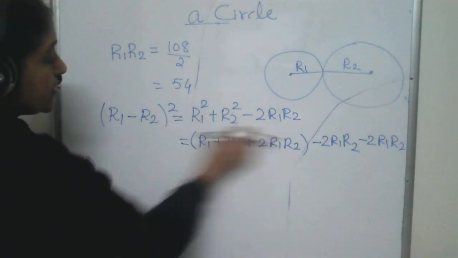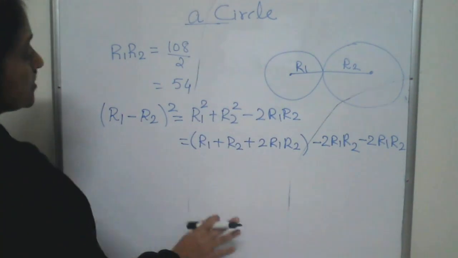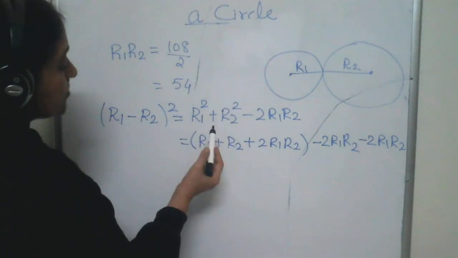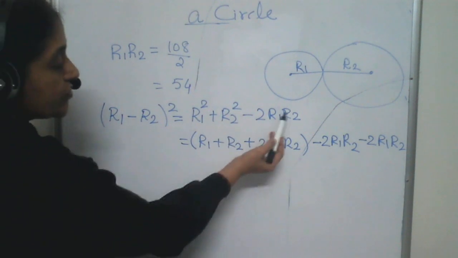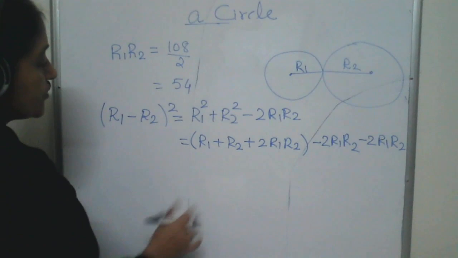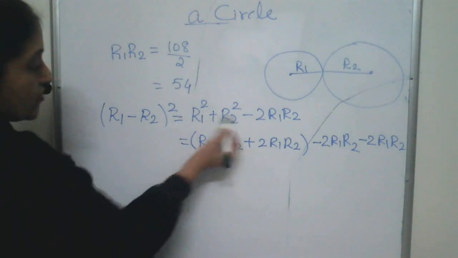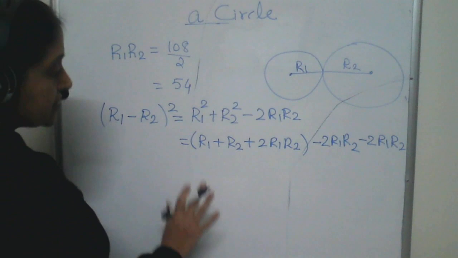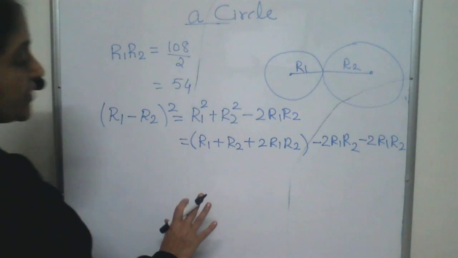But this, we don't have any value for this. Don't say that, ma'am, we already have r1 square plus r2 square is 117 minus 2 into 54, and this will be 0. We don't get any value for that. So what did I do is adjustment, here, by completing square. There is a method called completing square.